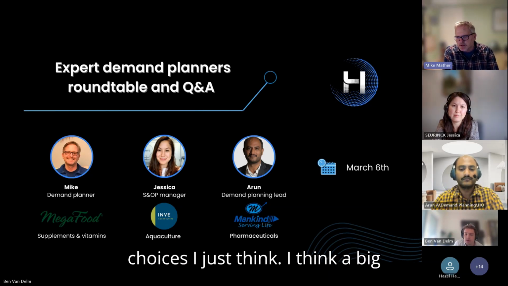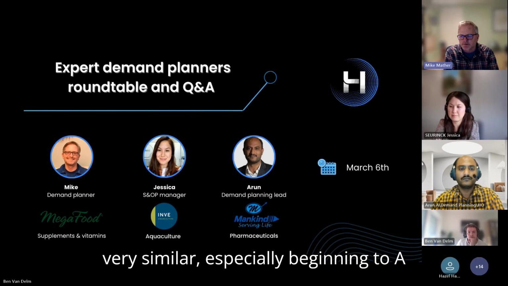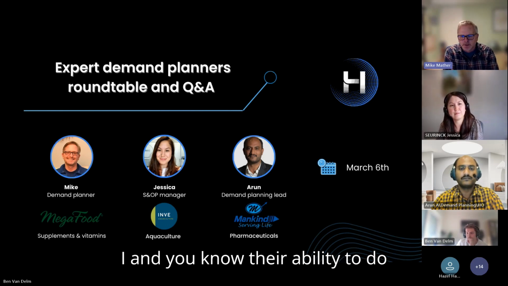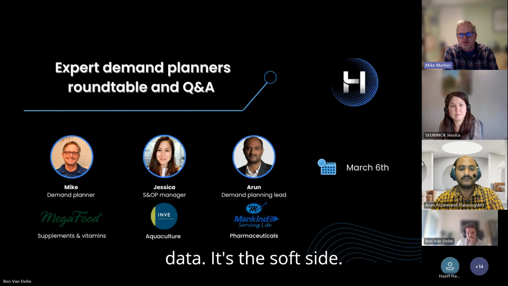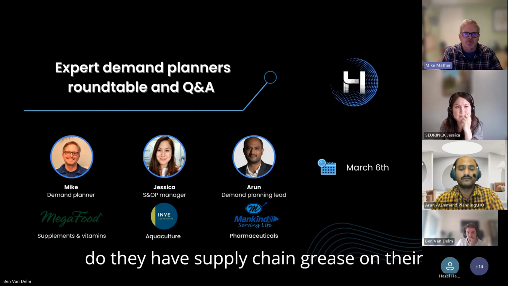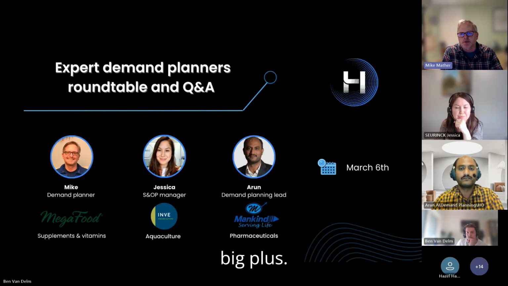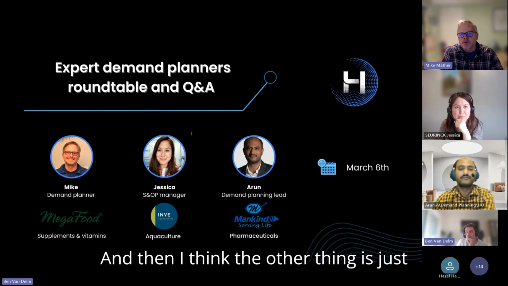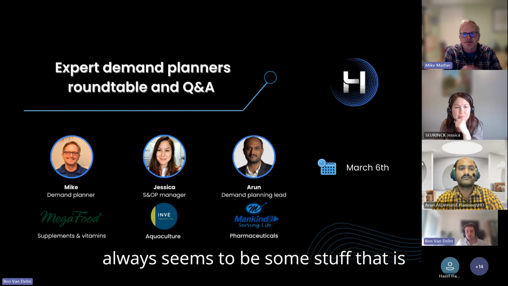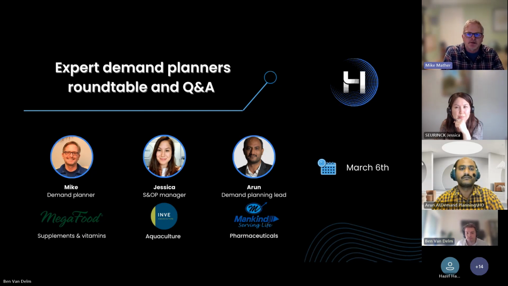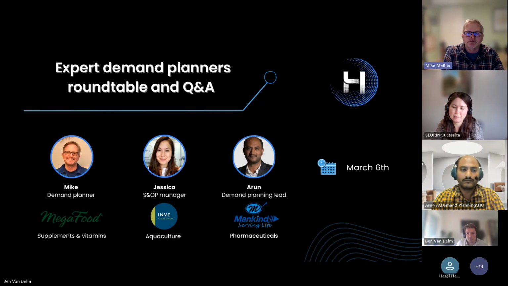So then, some of the choices, I think a big thing with me is more the soft side. I think a lot of the platforms are very similar, especially beginning to AI, and their ability to do collaborative forecasting, to import in external forecasts, bring in external data. It's the soft side. Do these guys, as I call it, do they have supply chain grease on their hands? Do you have people within the software company that have actually been in planning roles? I think that's a big plus. And then I think the other thing is just, will they go to bat for you? I agree, customization try to avoid, but there always seems to be some stuff that is unique to your company. And does that software provider have a track record of going to bat for you, that they're able to help with a unique business need?